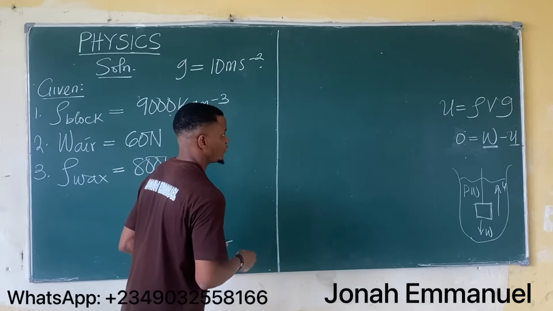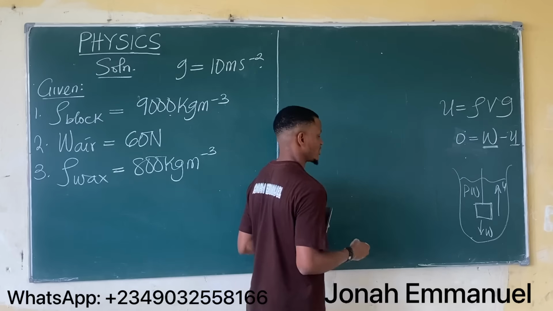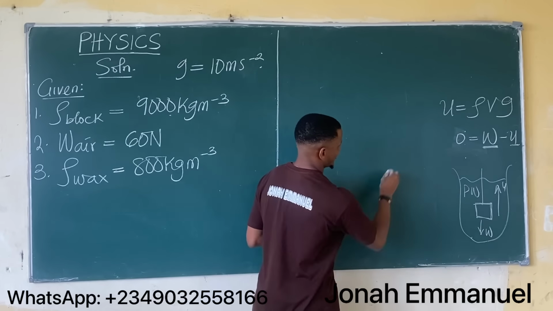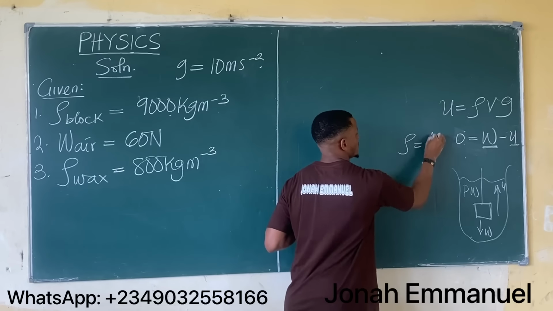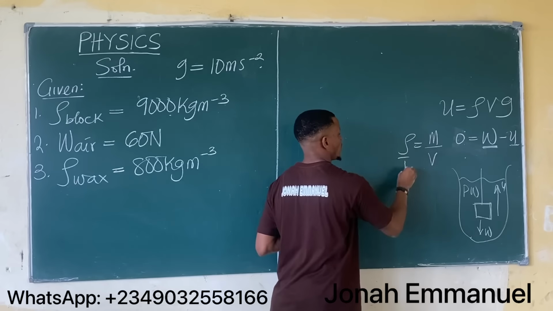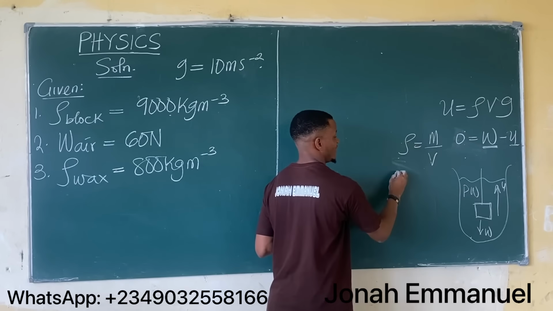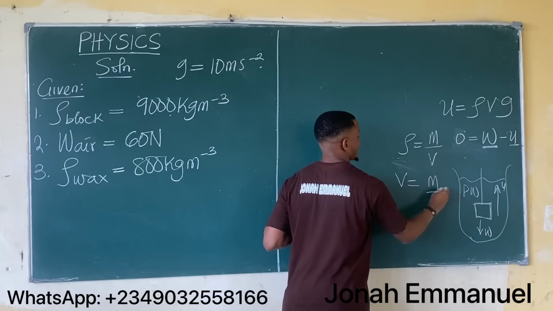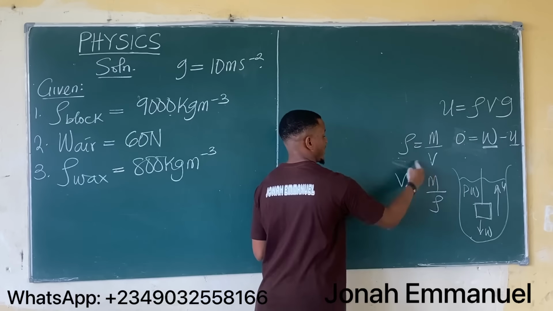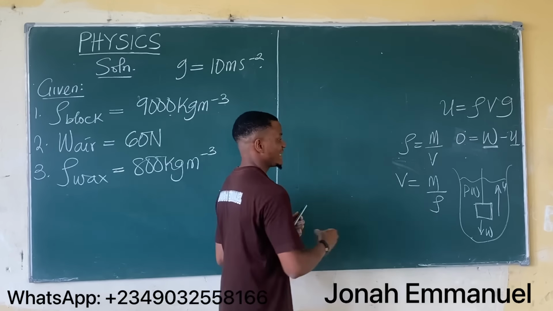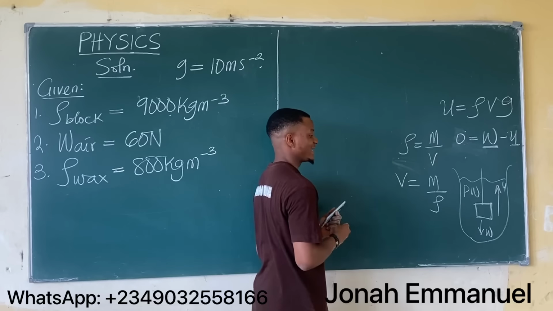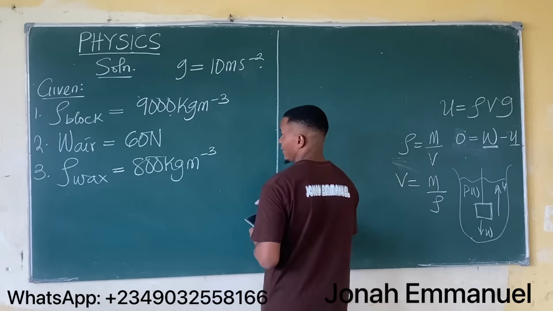Alright, so to get the volume of the block, we can use density. Density is equal to mass over volume. This is over 1, or you can say these two simply exchange. So V comes here. V is equal to mass over density. This is correct. So my task would be to get the mass of the block and then get the density, which we already have, of the block.